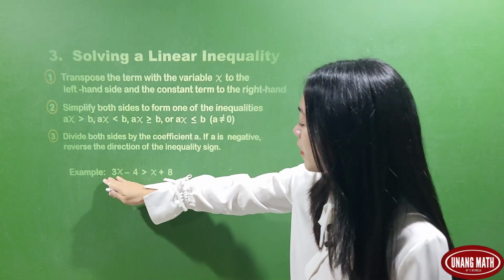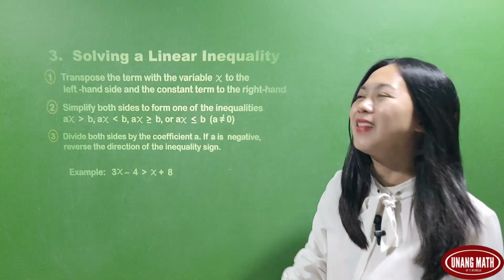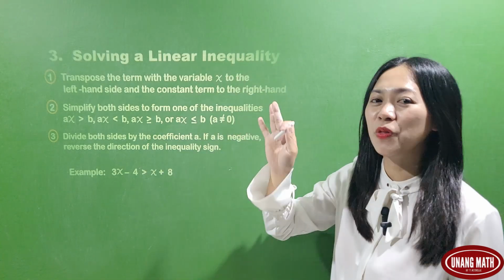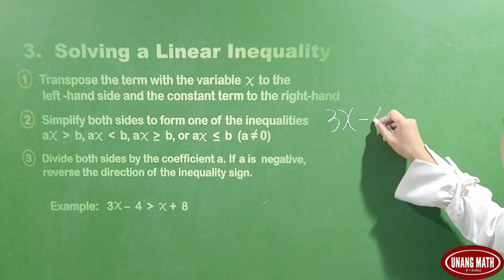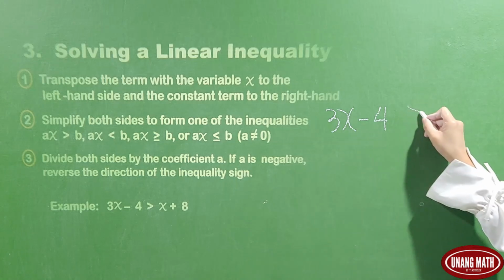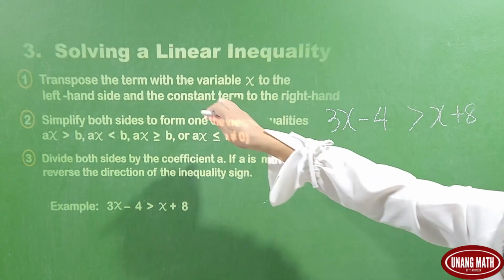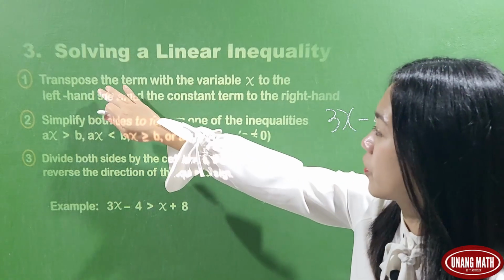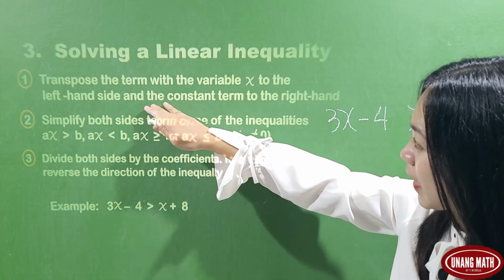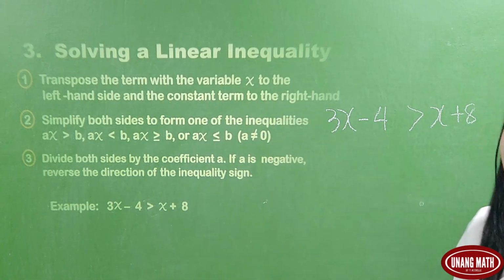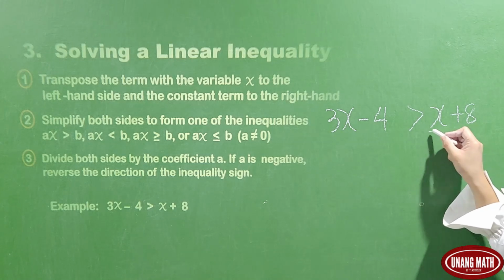Using this linear inequality, 3x minus 4 is greater than x plus 8, let's follow these 3 steps. So 3x minus 4 is greater than x plus 8. Okay, first step, we will transpose the term with the variable x to the left-hand side and the constant term to the right-hand side. So we have here x.